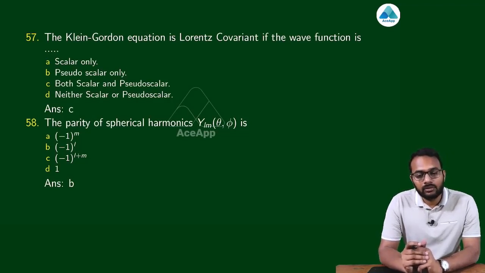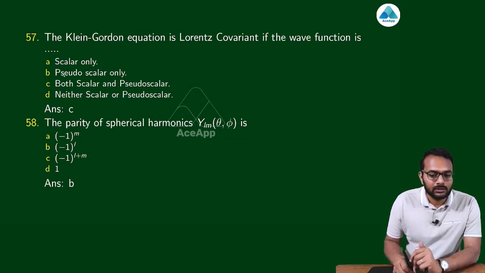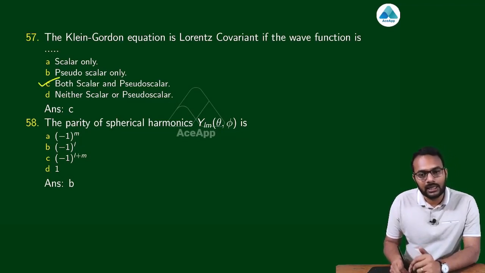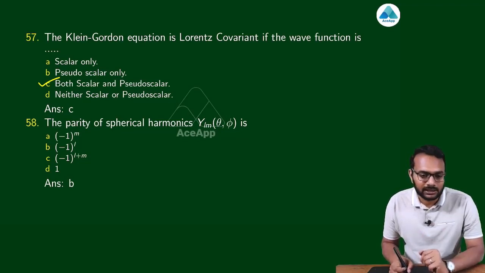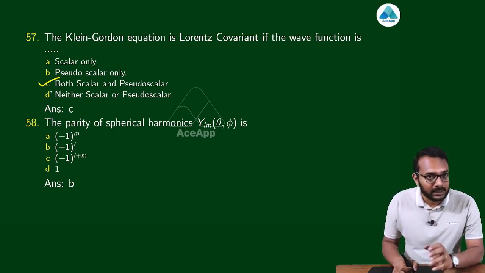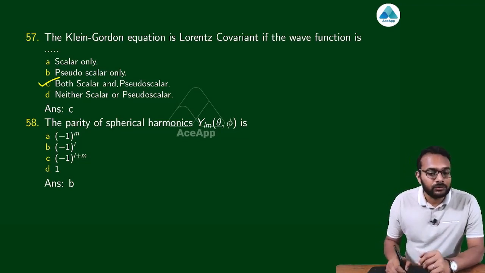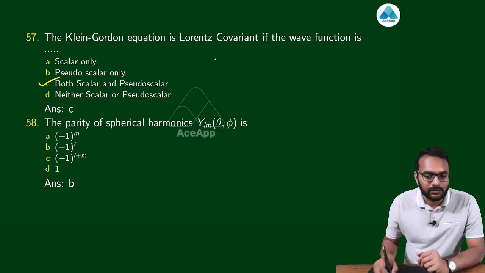The Klein-Gordon equation is Lorentz covariant if the wave function is scalar only, no pseudo scalar only. We have seen that whether scalar or pseudo scalar, Lorentz covariance is satisfied. The Klein-Gordon equation has the proper relativistic transformation both for scalar and pseudo scalar. That is, phi of x can be scalar or pseudo scalar.